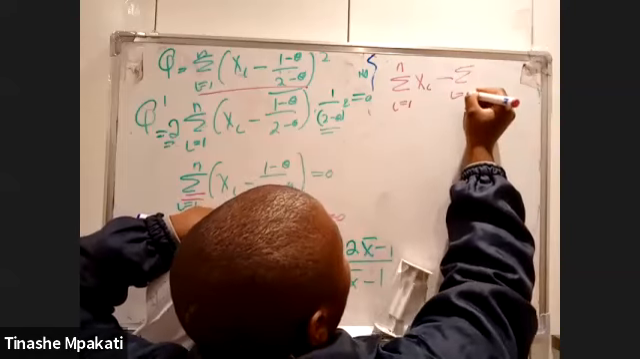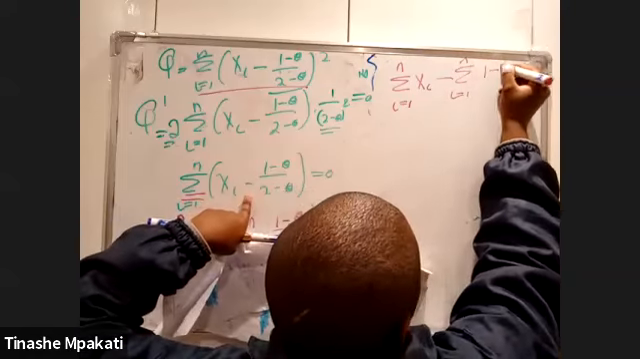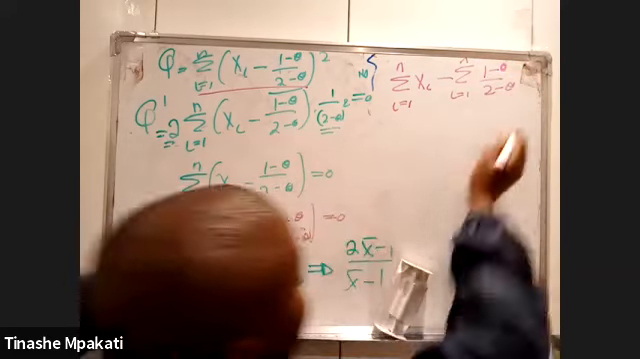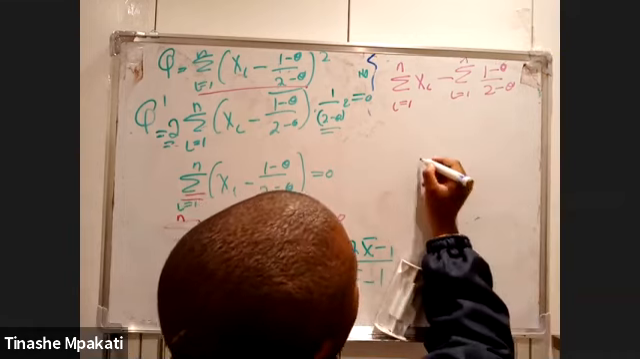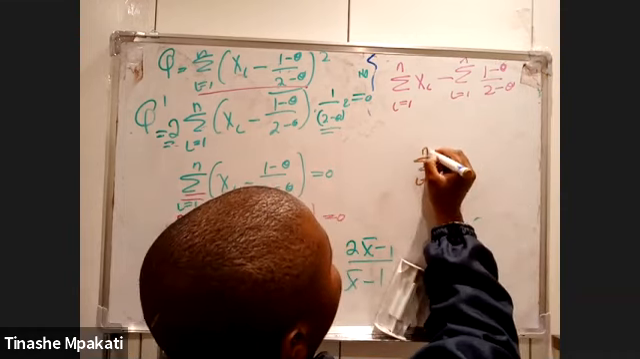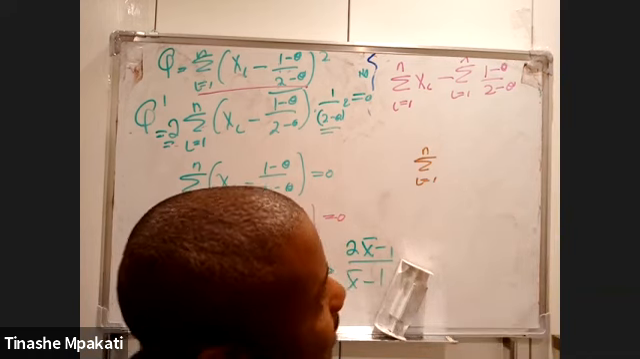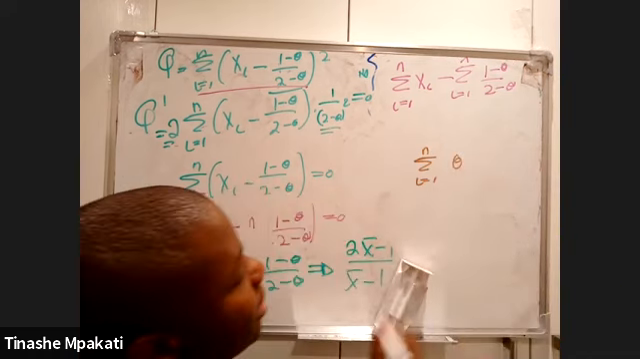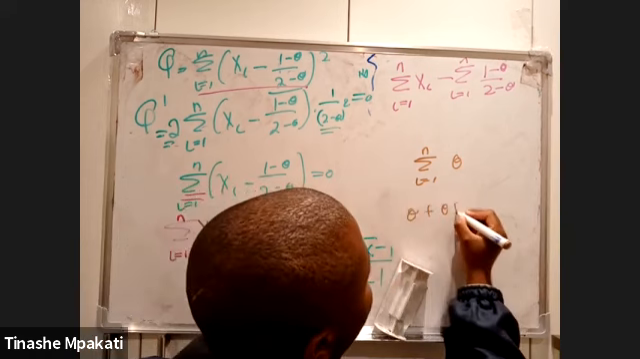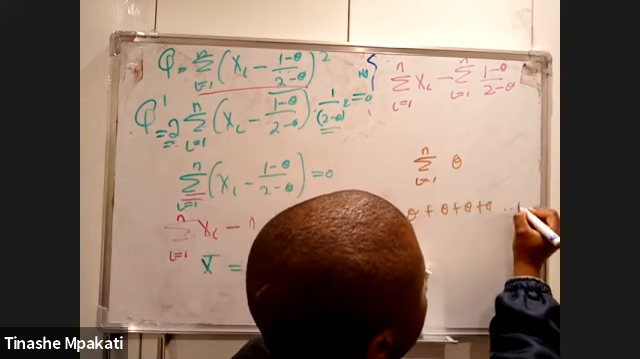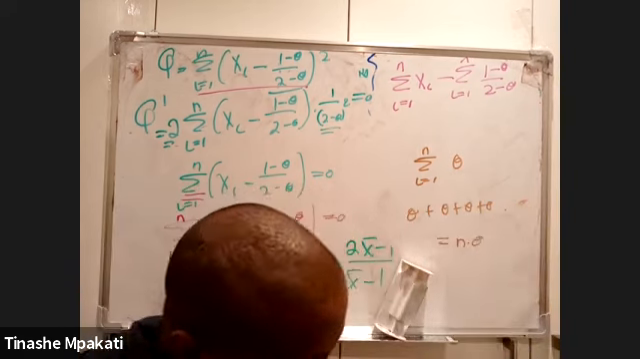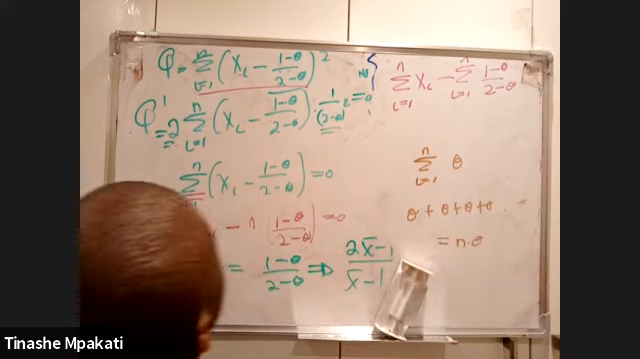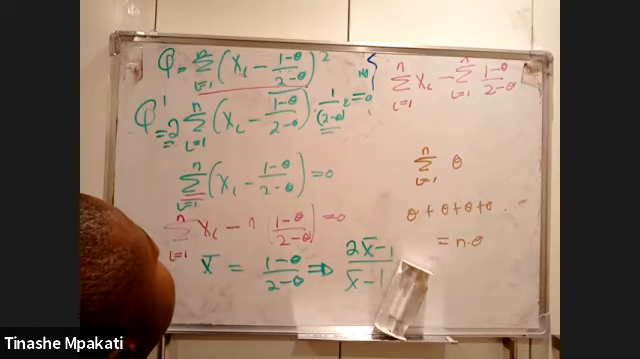the summation from i equal to 1 to n of what? 1 minus theta over 2 minus theta, like that, okay? And this term here is like having the summation from i equal to 1 to n of, let me just say, theta itself, right? This is just saying you're going to have theta plus theta plus theta plus theta, and you're doing this n times, right? So it's just going to be the same as saying n multiplied by theta.